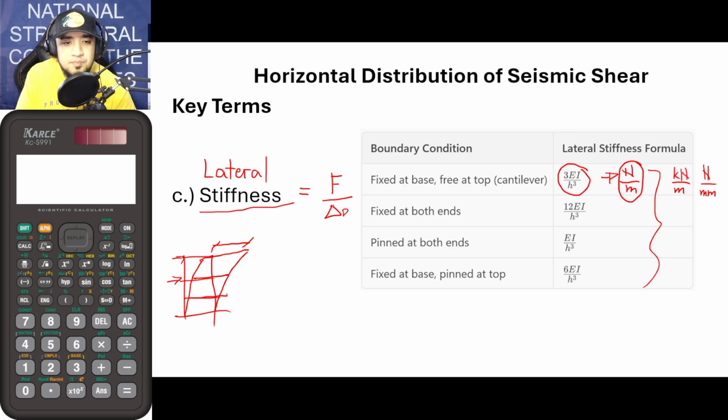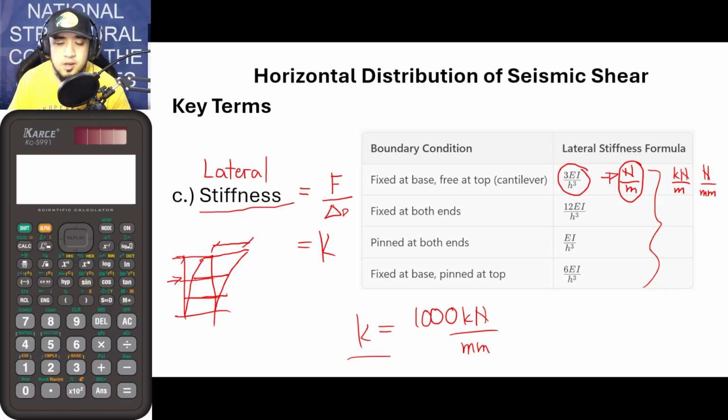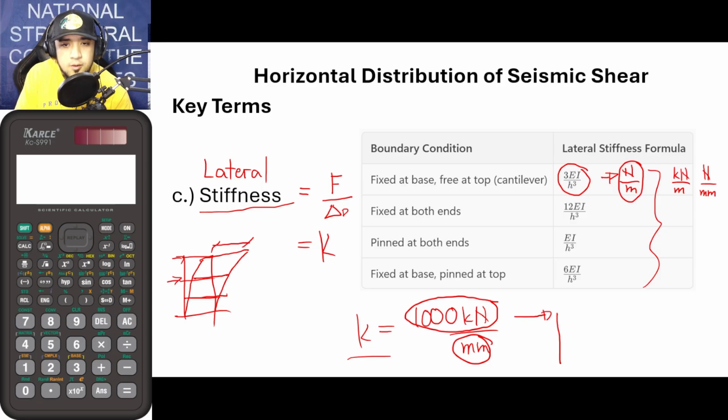So suppose that the lateral stiffness K, by the way, the variable here is K. Suppose that K is equal to 100 or 1000 kilonewtons per millimeter. If this is the lateral stiffness of a particular column, it should take 1000 kilonewtons in order for that particular column to displace by 1 mm. So if this is the column, and if we would now be applying 1000 kilonewtons upon it, it would only displace by 1 mm. Okay? So that is the meaning of lateral stiffness.